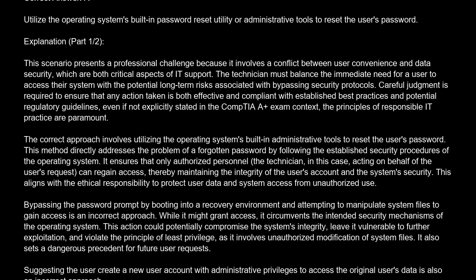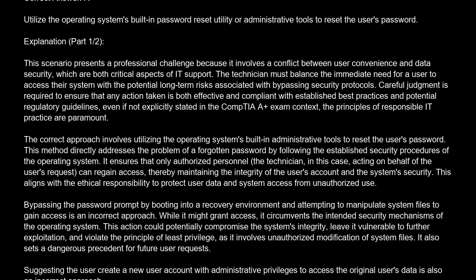The technician must balance the immediate need for a user to access their system with the potential long-term risks associated with bypassing security protocols. Careful judgment is required to ensure that any action taken is both effective and compliant with established best practices and potential regulatory guidelines. Even if not explicitly stated in the CompTIA A+ exam context, the principles of responsible IT practice are paramount.